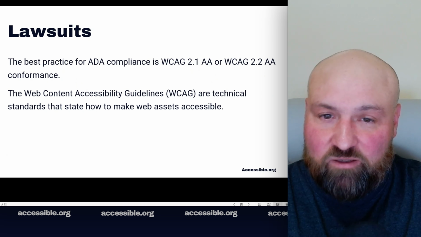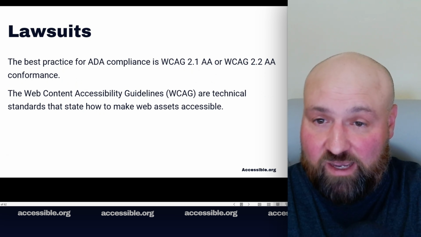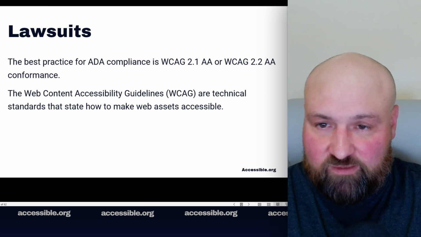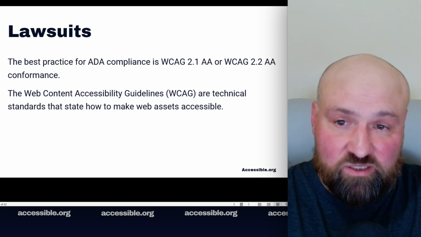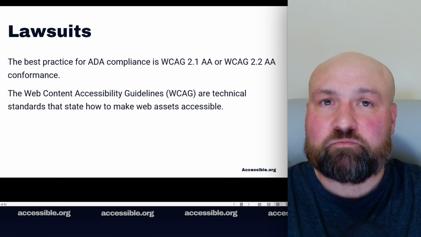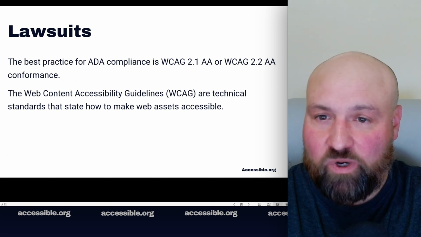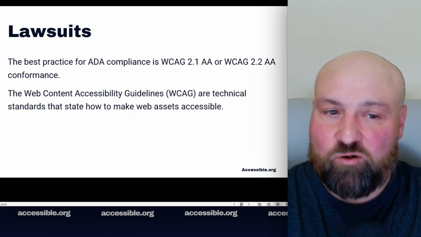So the best practice for ADA compliance is either WCAG 2.1 AA or 2.2 AA conformance. The reason I have two technical standards here is because 2.1 should be sufficient, and it provides an excellent level of accessibility. But I have seen in the complaints there are some plaintiffs' law firms who are now moving towards 2.2. 2.2 only adds six additional considerations to 2.1 AA. So think of it as six additional technical requirements.